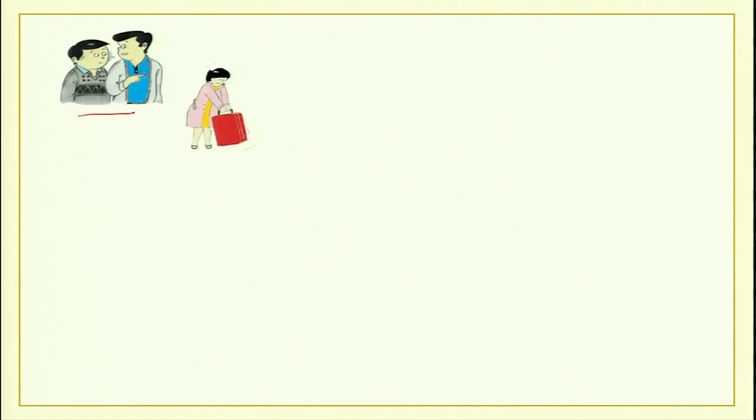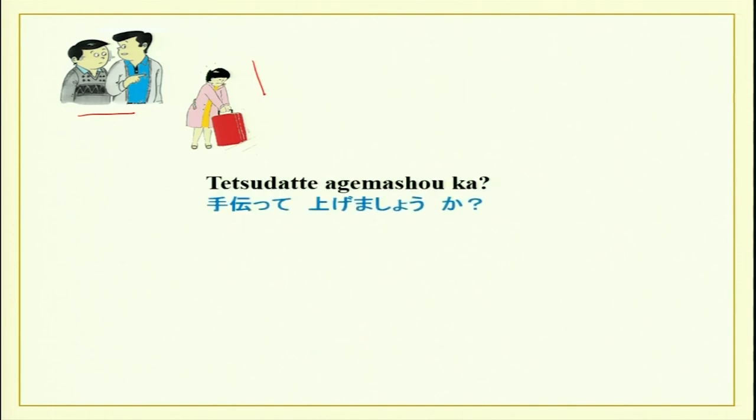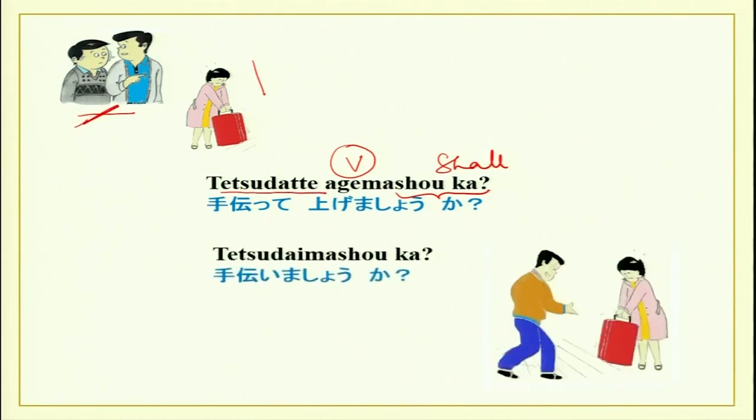Look at this one. These two are talking and you can see this lady struggling with her luggage. So what do they say? Tetsudatte agemasho ka. Shall I go and, this is shall, masho and ka means shall depending on the verb. So the verb is agemasho ka. Shall I go and help her is what this gentleman is saying. And then he goes over there. He goes to the lady and he says, Tetsudaimasho ka. Shall I help you? Shall I help you?